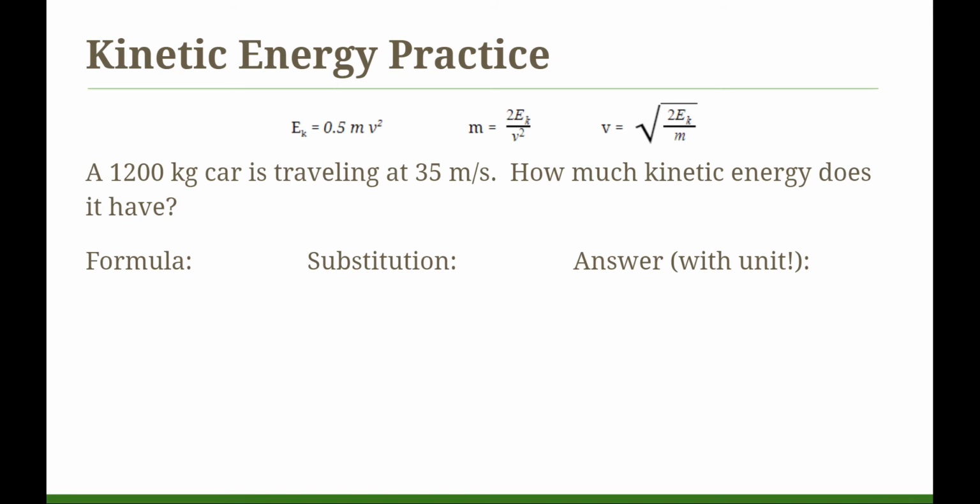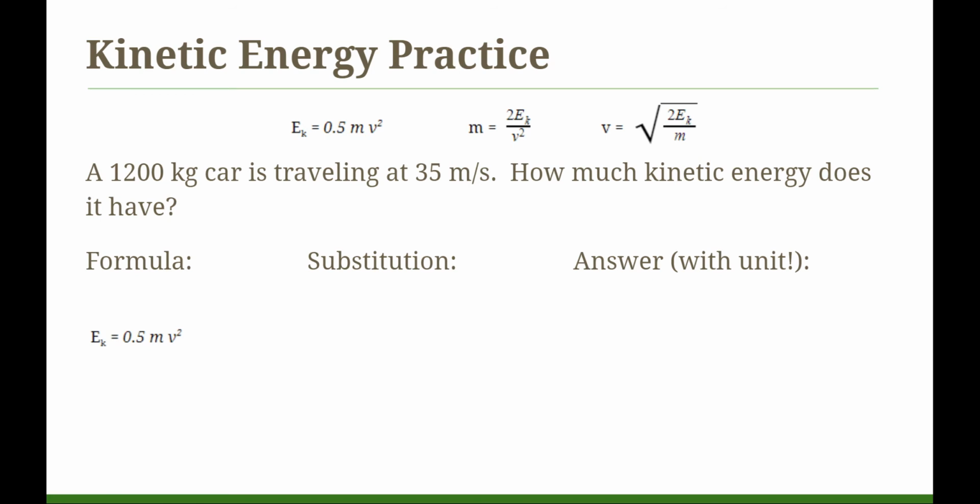So if we want to calculate how much kinetic energy an object has, we need to pick out the right equation. So here we see we have a 1,200 kilogram car. This is where knowing units are helpful. So kilograms, that's a mass, traveling at 35 meters per second. Meters per second, that's a velocity. So we have a mass here and a velocity, and it's asking us how much kinetic energy does it have. So we want to pick the equation that solves for kinetic energy, so that's this first one here. So we just say EK equals 1/2 or 0.5 mass times velocity squared.